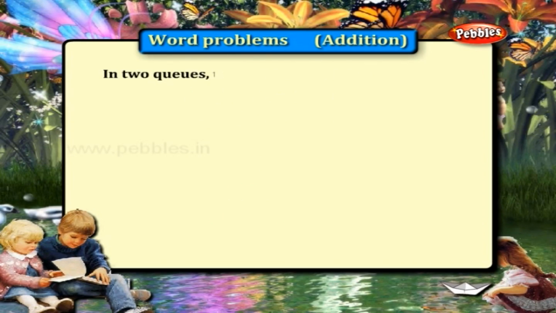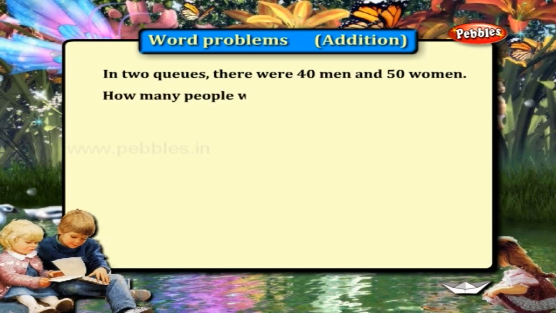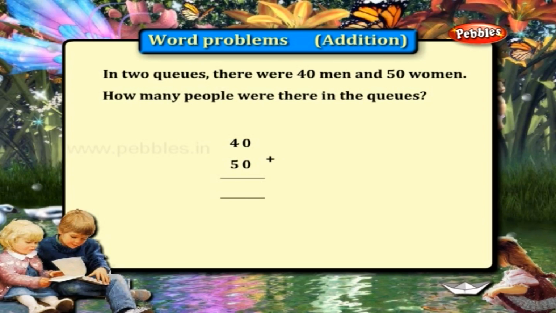In 2 queues, there were 40 men and 50 women. How many people were there in the queues? 40 plus 50 is equal to 90.